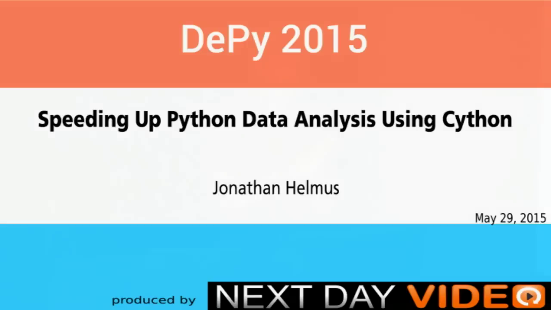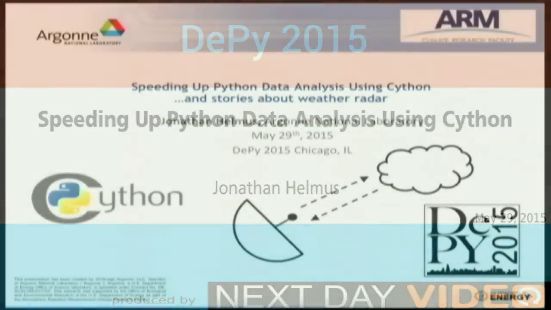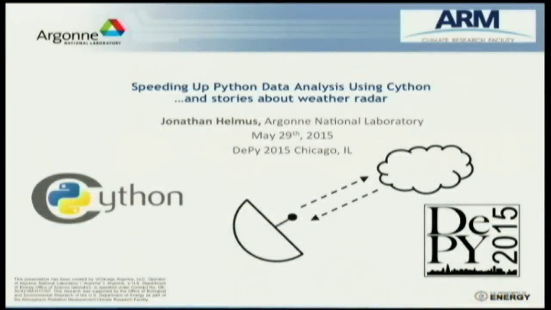I am Jonathan Helmus. I work at Argonne National Lab, which is down in the southwest suburbs of Chicago. Today I'm going to be talking about speeding up Python data analysis using Cython. And because they gave me a long time period, I'm also going to tell some nice stories about weather radar to kind of give us an idea of what I'm using Cython for, instead of just jumping right into Cython.